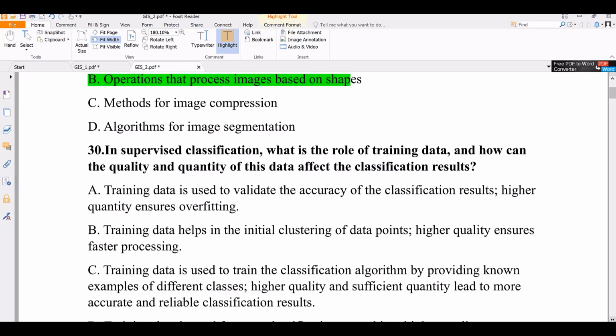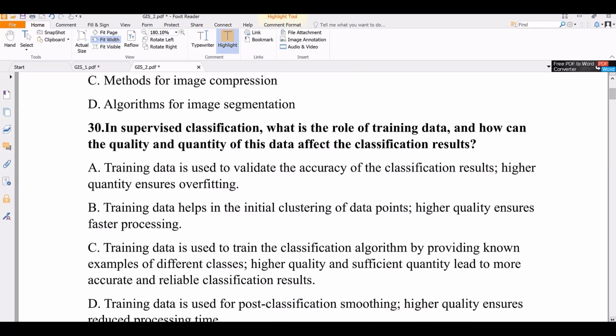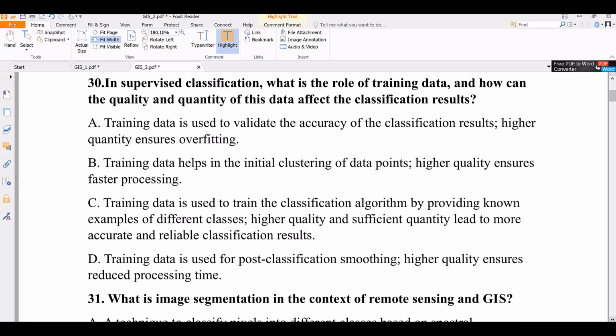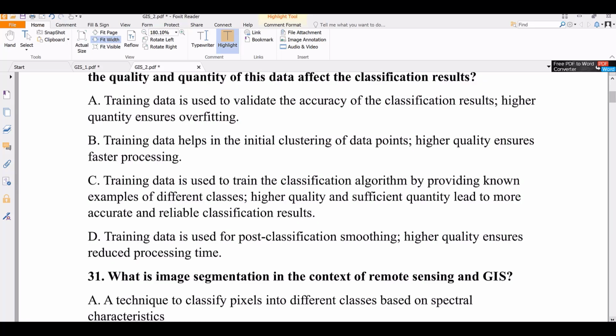C. Training data is used to train the classification algorithm by providing known examples of different classes. High quality and sufficient quantity leads to more accurate and reliable classification results. D. Training data is used for post-classification smoothing. Higher quality ensures reduced processing time. So the correct answer is training data is used to train the classification algorithm by providing known examples from different classes. Higher quality and sufficient quantity lead to more accurate and reliable classification results. So the answer is C. Okay, great.